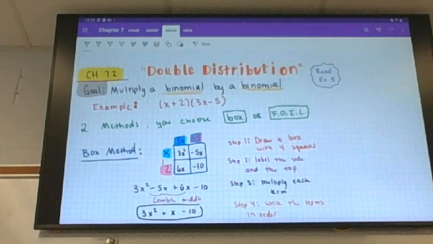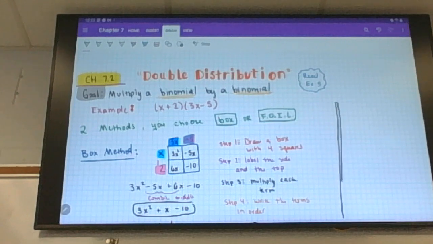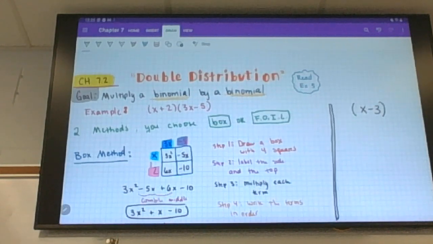All right, let's try one more box method. Let's do the box method. Are you ready? Okay, I'm going to do x minus 3 times 4x plus 7. Okay?